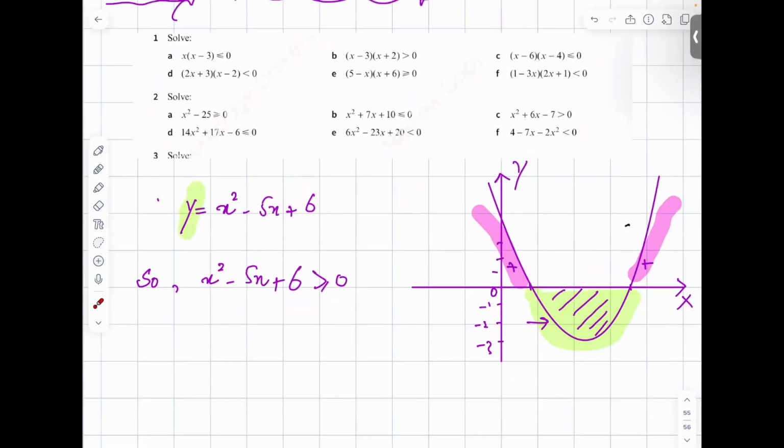Whenever I have to solve, this is a quadratic curve. Since the leading coefficient was positive, I took it as opening upward, a smiley face, right? So x square minus 5x plus 6 is greater than or equal to 0. That means I need to find the values of x for which this portion of the graph is lying above the x-axis. So it's this and this, right? Is that clear?